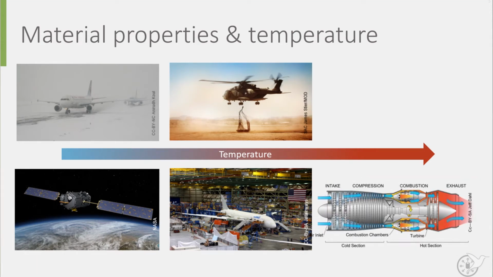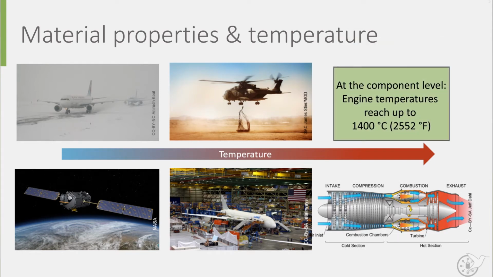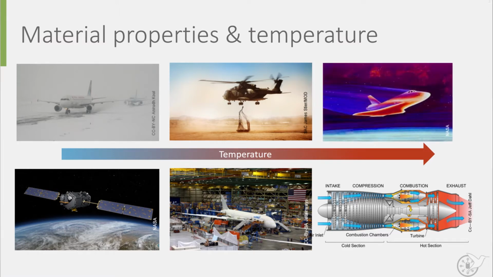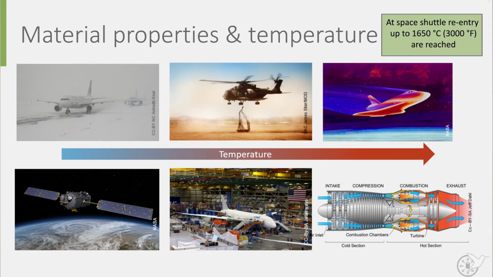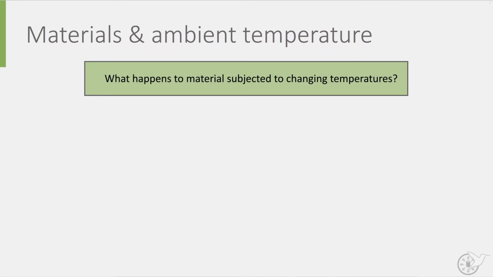If we take a look at component level, in an aircraft engine, extremely high temperatures can also be endured, reaching up to 1400 degrees Celsius. Finally, when space vehicles re-enter the Earth's atmosphere, the highest temperatures are reached. The Space Shuttle endured temperatures of about 1650 degrees Celsius. This means that selecting or designing the right structures and materials for the job is essential in order for aircraft and spacecraft to operate. What happens to material properties if a material is subjected to a change in temperature?